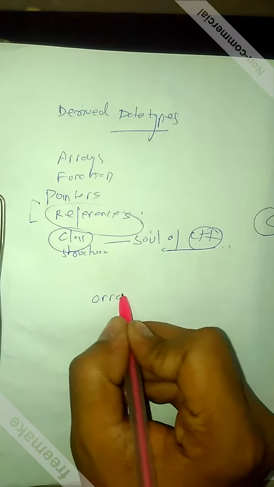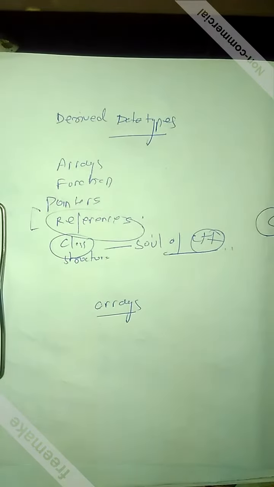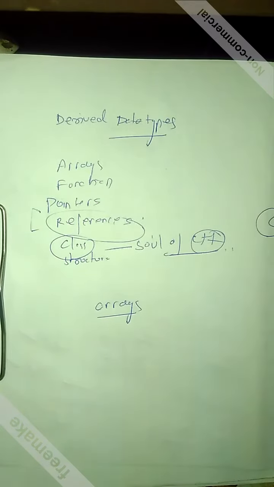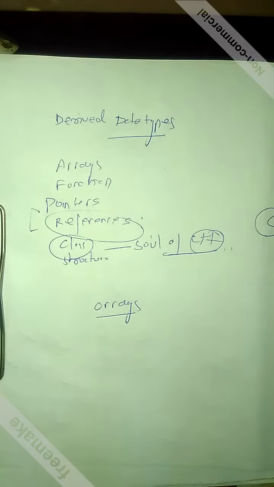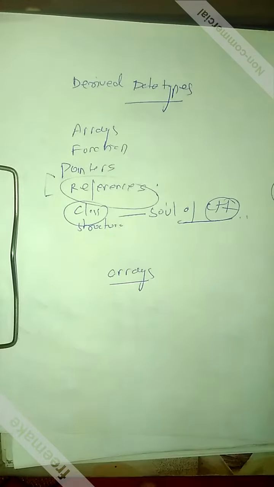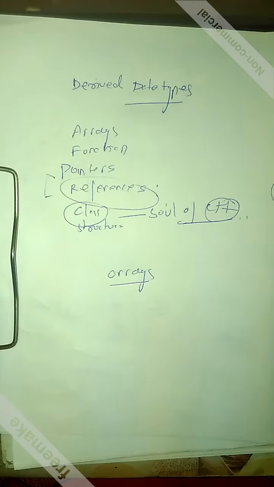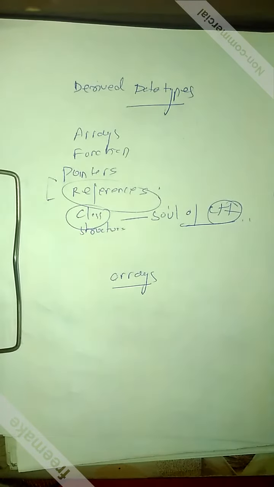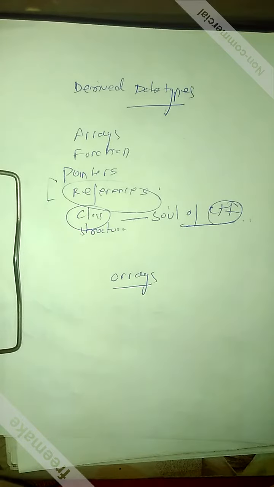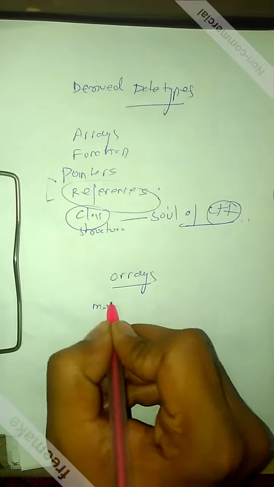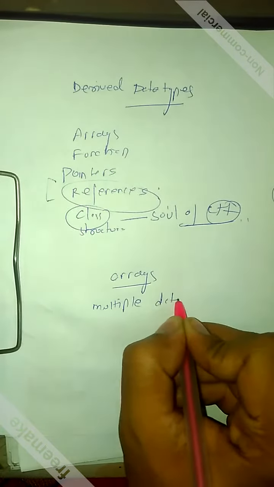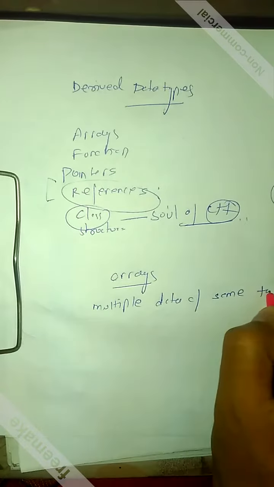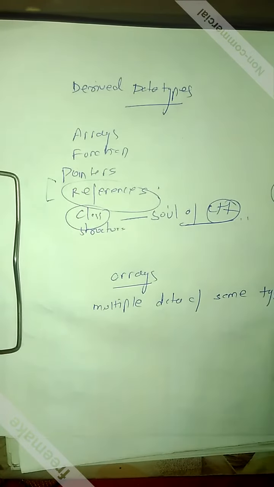So first of all, arrays. I'm not going to discuss this in much detail because individually they are very important topics, so I will just give an overview of how these things work. What are arrays? For example, in a computer program, I want to store multiple data of the same type, and in that case I use arrays.